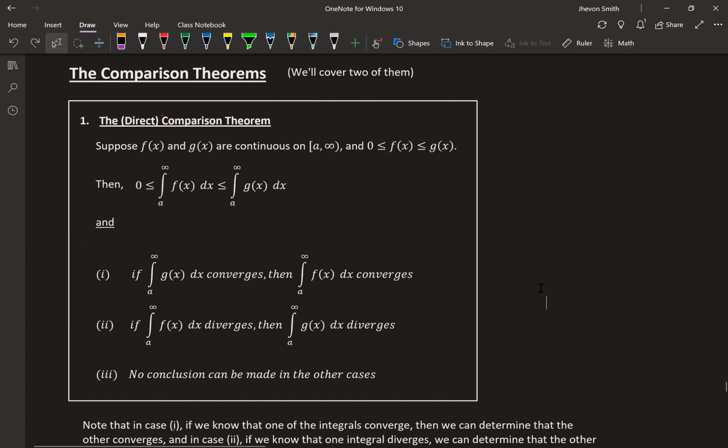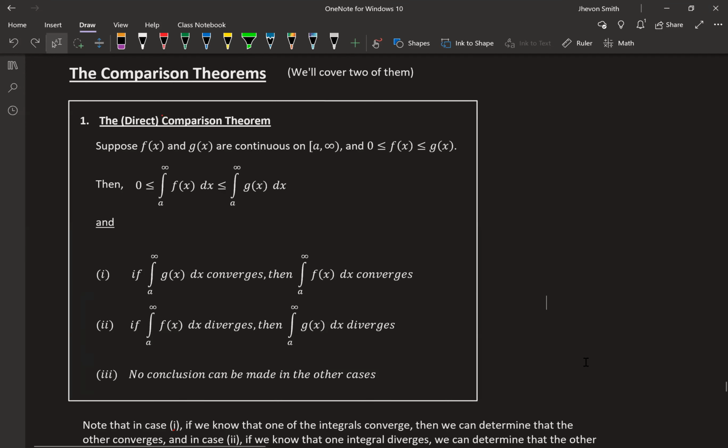So it turns out, once you have two functions f and g such that 0 is less than or equal to f is less than or equal to g, and these guys are continuous, then the improper integrals from a to infinity of these functions will obey the same inequalities. If the larger integral converges, then the smaller one will converge, and if the smaller integral diverges, then the larger one will diverge.